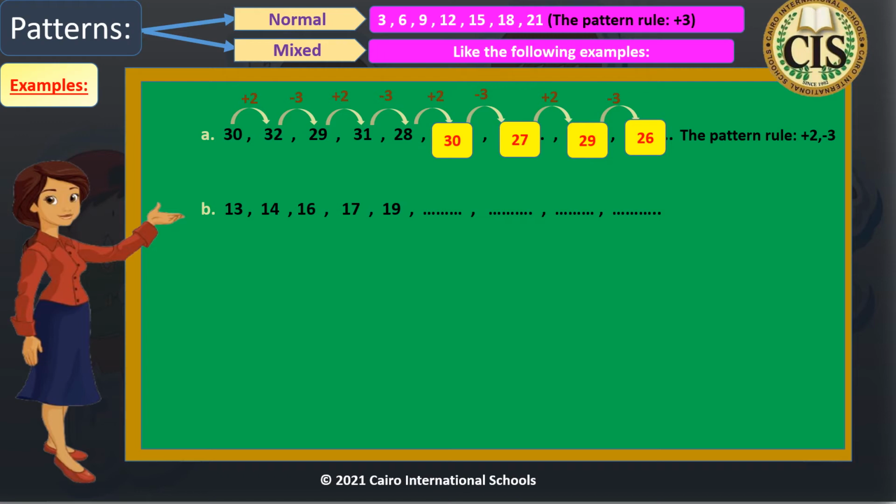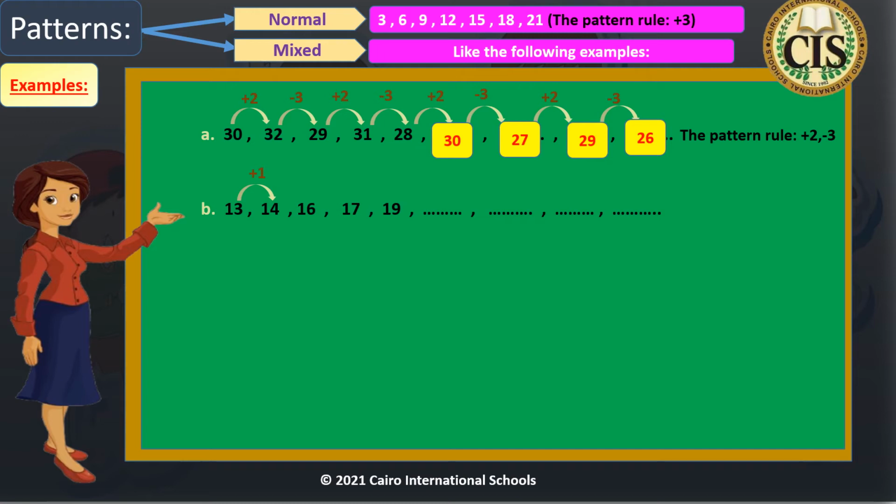13, 14, 16, 17, 19. Now, look at 13 and 14. 13 becomes 14. It increased. So we must try plus in the pattern rule. Plus what? Subtract: 14 minus 13 equals what? Equals 1. So the pattern rule for the first two numbers is plus 1.